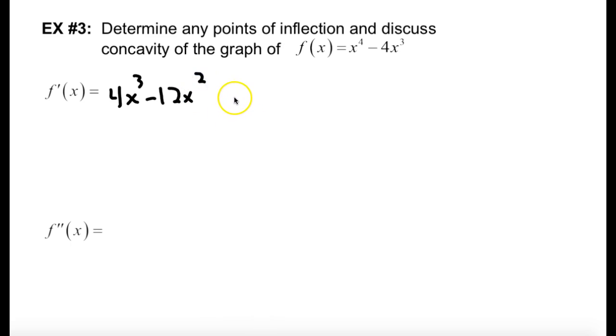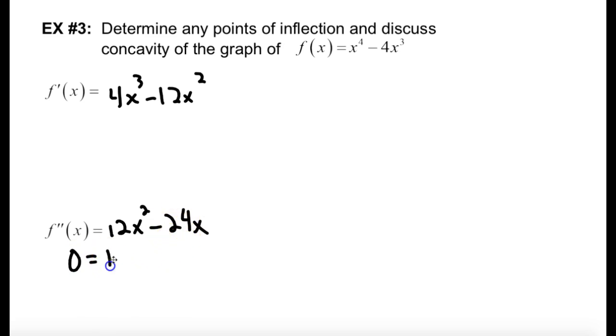Now, the question does not say to do this. It just says find points of inflection and talk about concavity. But if we wanted to find increasing, decreasing, and relative mins and maxes, we would set this equal to 0 and solve. But let's just jump into the second derivative. So the second derivative will be 12x squared minus 24x. So to find possible points of inflection, set this equal to 0.